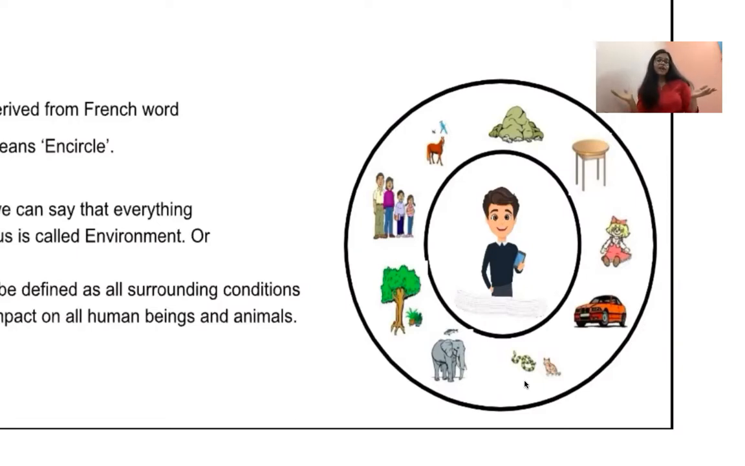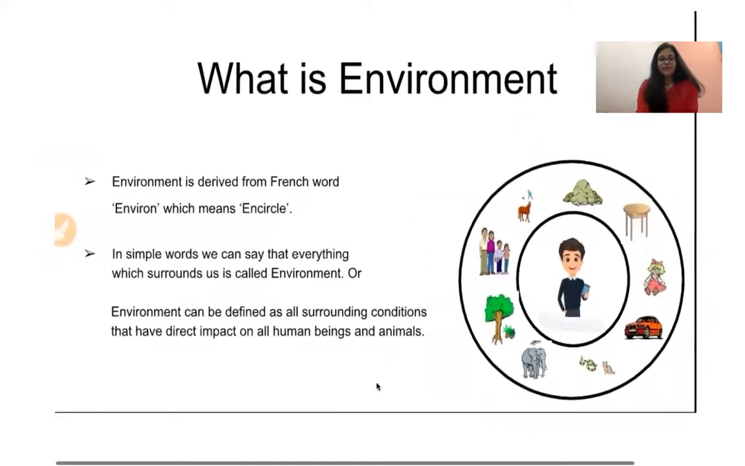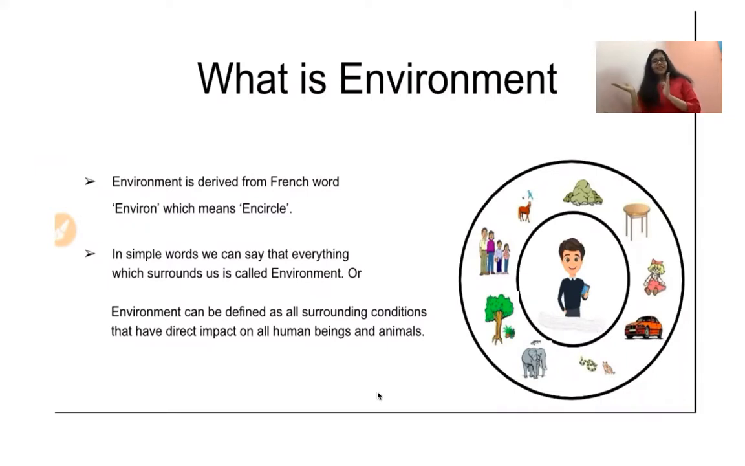So this is how our environment is. On one hand, we have some non-living things. On the other hand, we have some living things around us. Great. So composite of all this, total of all this is called as our environment. Great. So now we'll look forward to what is environment. So environment comes from a French word, okay? Environ, which means encircle. And what is the circle consisting of? You just saw it in the picture. Some living things and some non-living things. And that's what is consisting of our environment.